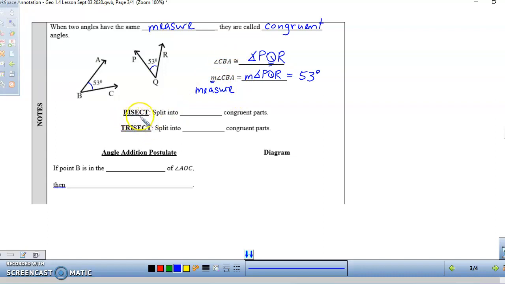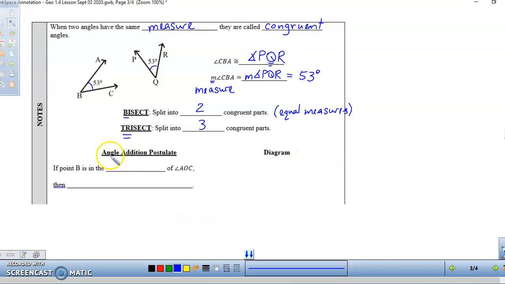Next, bisect. So again, bisect, bi means two. So that splits into two congruent parts, or in other words, that's when they have equal measures. Trisect, so like a tricycle has 3 wheels. Trisect is split into 3 congruent parts, or 3 equal measures.